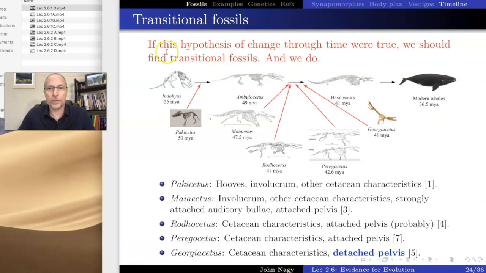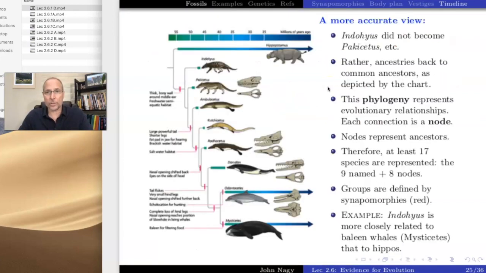So this picture that I've been showing you of Indohyus becoming Pachycetus, becoming Ambulocetus, Myocetus, Rhodocetus, all that, leading to modern whales and dolphins, isn't quite what the evidence is suggesting. Actually, it's a little different than that. It's that these are all related through common ancestry. So a better way of representing this is this kind of a picture, which we call a cladogram.